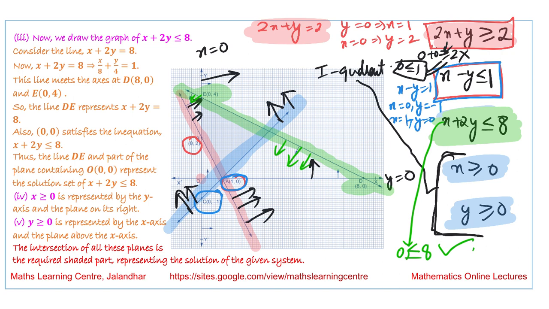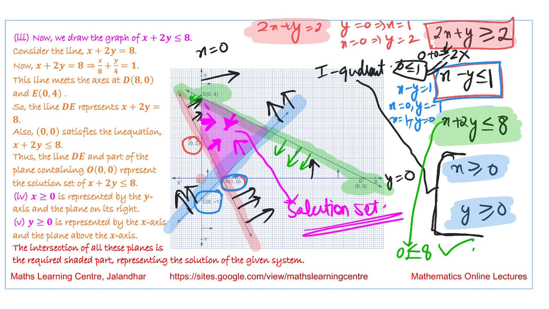Now, what is the common portion over here? We are talking about the portion in the first quadrant which is above this line in this direction. For this line, it is this direction, and for this line, it is this direction. So this shaded portion represents the solution set. It is the intersection of all parts of the planes that we obtain corresponding to all these inequations.